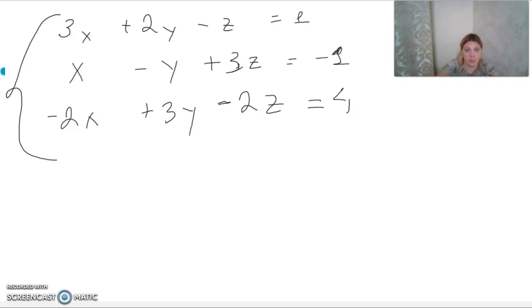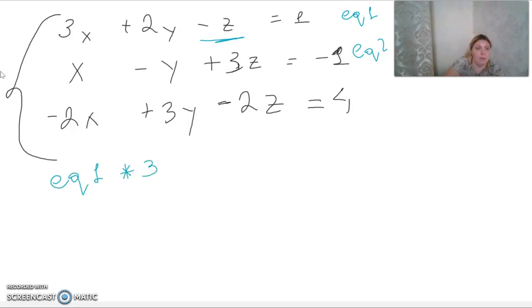Let's eliminate z. So first, I'm going to choose 2 equations. I'm going to choose equation 1 and equation 2. And to eliminate z, I need to make this term the same as this term, or nearly the same, right? It's going to be negative 3z. So I'm going to multiply equation 1 by 3. So I'm going to have something like this.